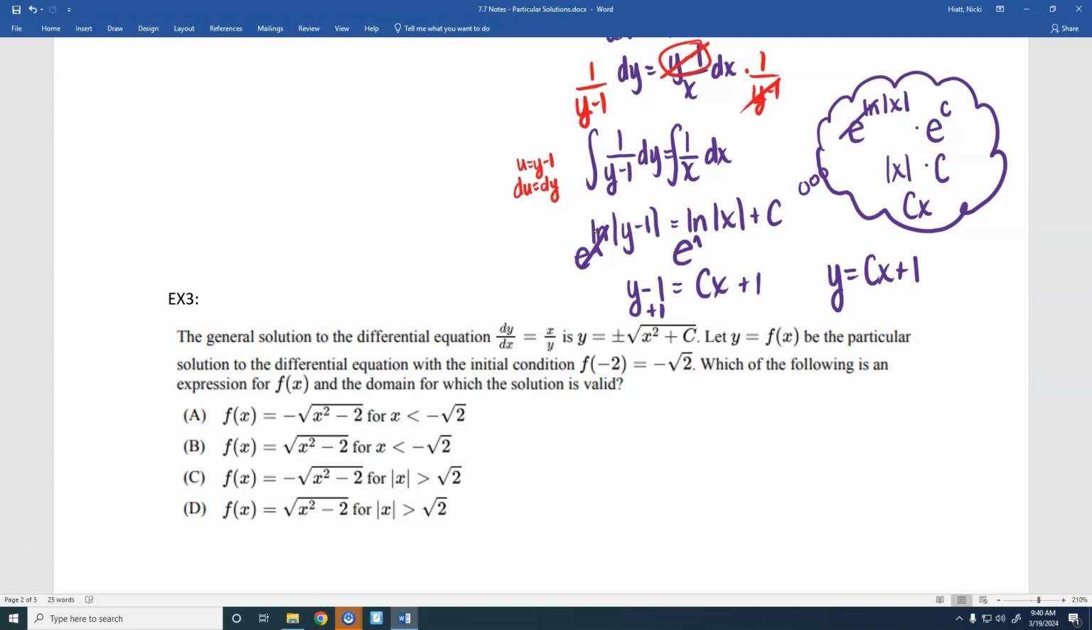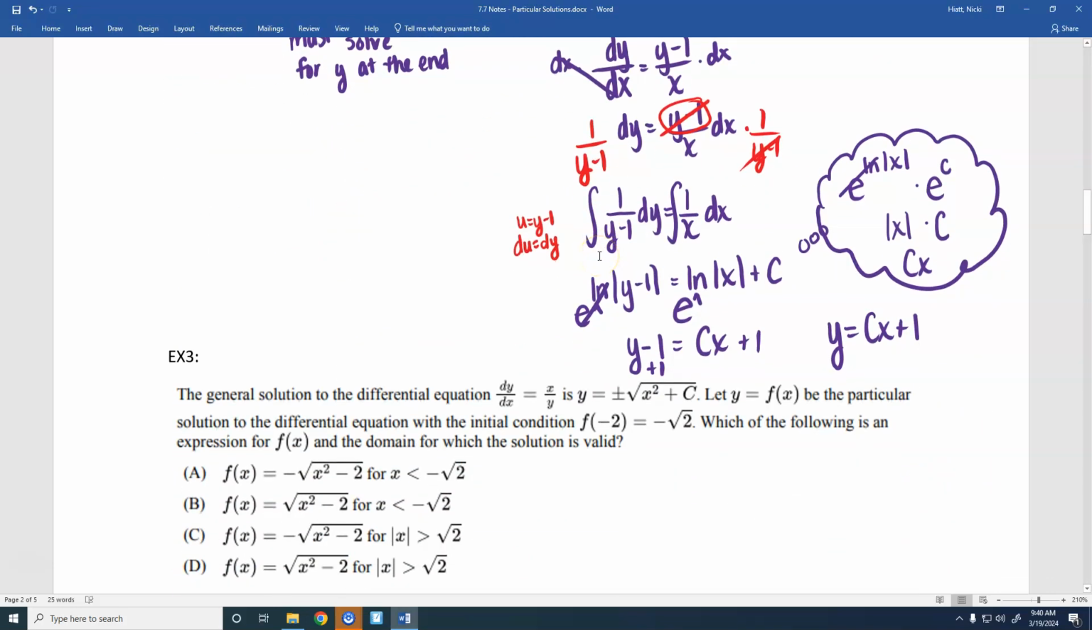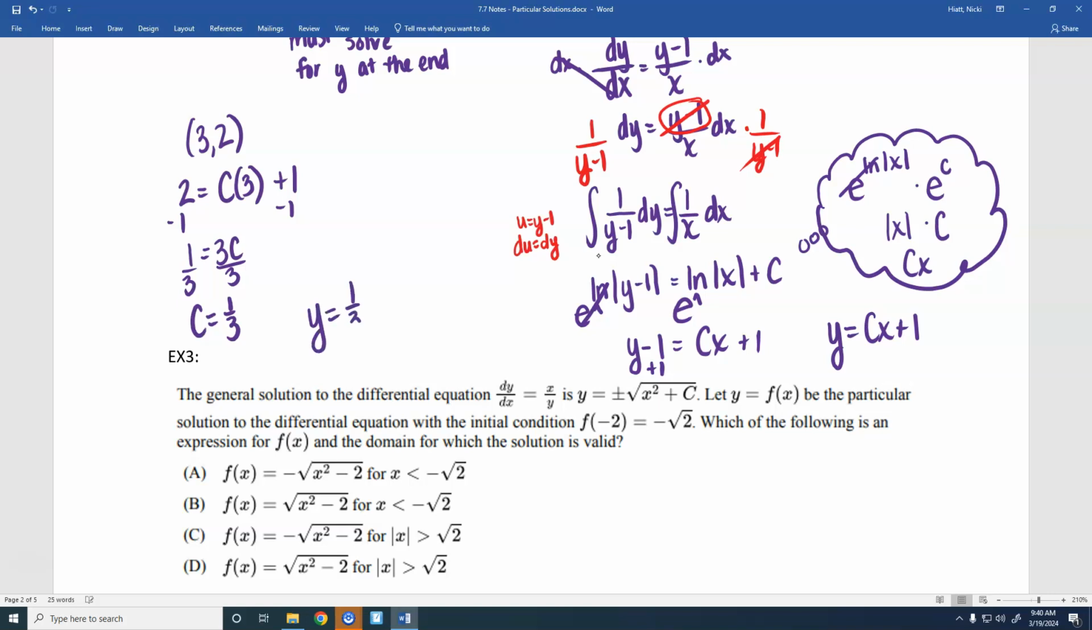Okay, you are almost there at this point, but they asked for the particular solution that goes through 3, 2. Is it 3, 2 or 2, 3? 3, 2. So you need to find that c. We got the point 3, 2. We're going to plug in 2 for our y. We got c times 3 plus 1, and we're just solving for that c. So I'd subtract 1. I got 1 equals 3c. I'll divide by 3. C equals 1/3. And so y equals 1/3 x plus 1. That's my final solution there.